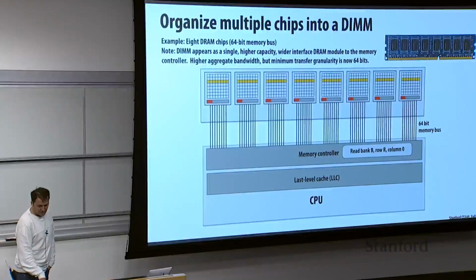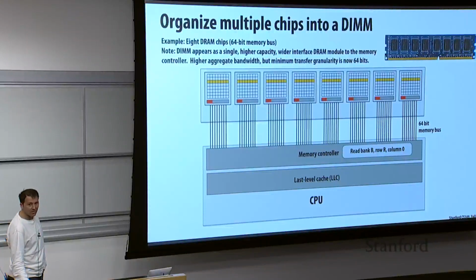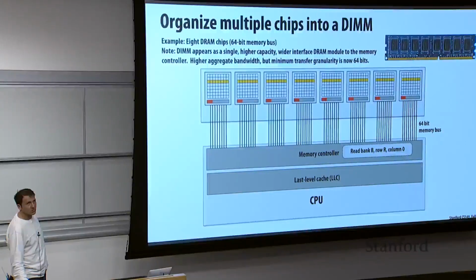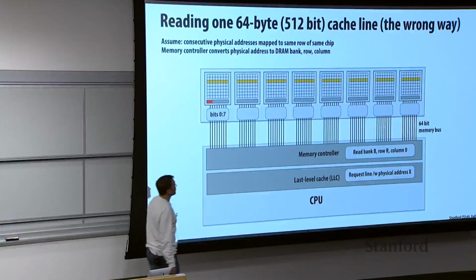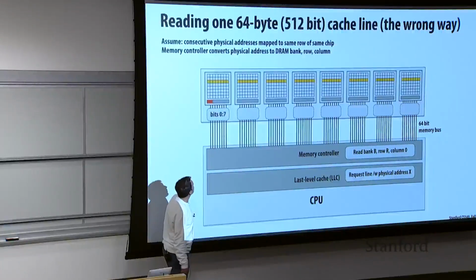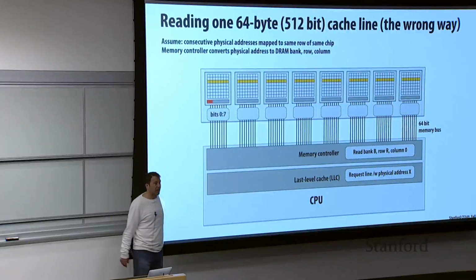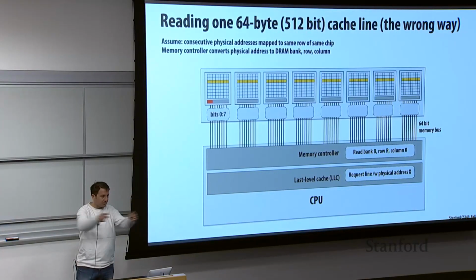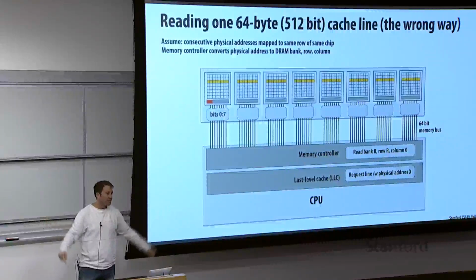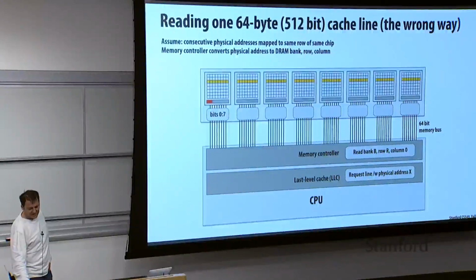So let's think about reading one cache line from this thing, right? So one cache line is 64 bytes or 512 bits. Okay. So imagine that I do the most simple thing, because the width of these DRAM arrays is like 2,000 bytes. So maybe I put the whole cache line in a contiguous row of one DRAM chip. How long does it take me to read an entire cache line?